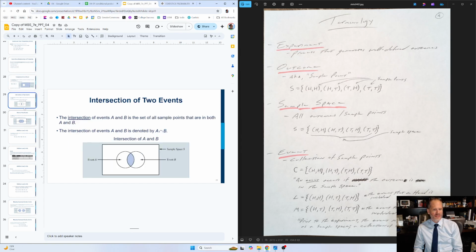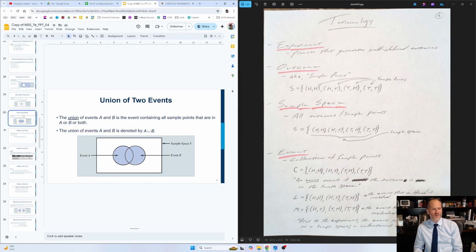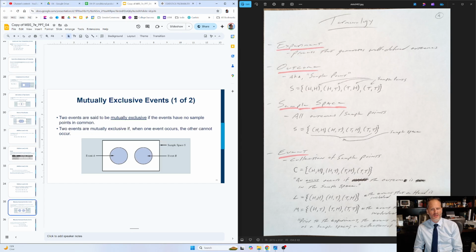And then we have the intersection of events, and we also had the union of events. We learned that when we add this event with this event, whether it's the total quantity of something or the probability of each event, we have to subtract the intersection to get the combined number or the combined probability. And here we're going to learn about mutually exclusive events.